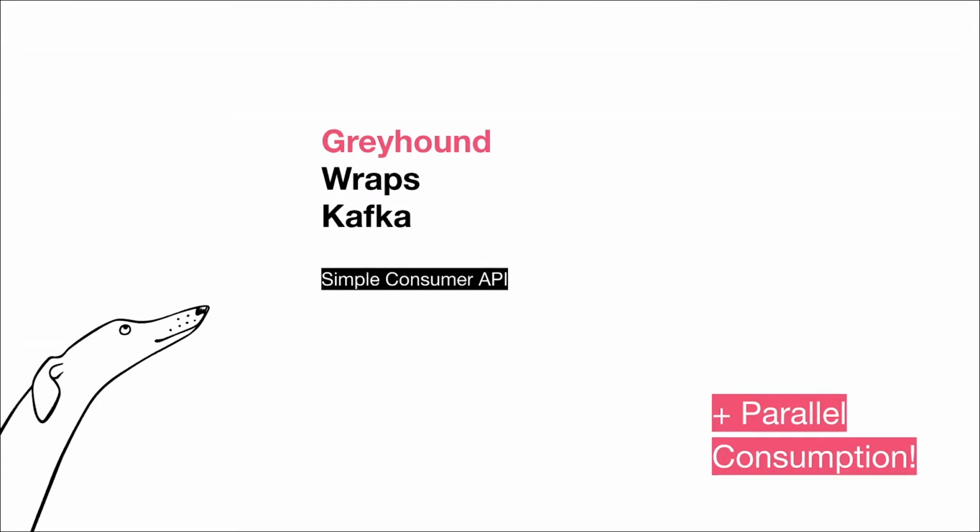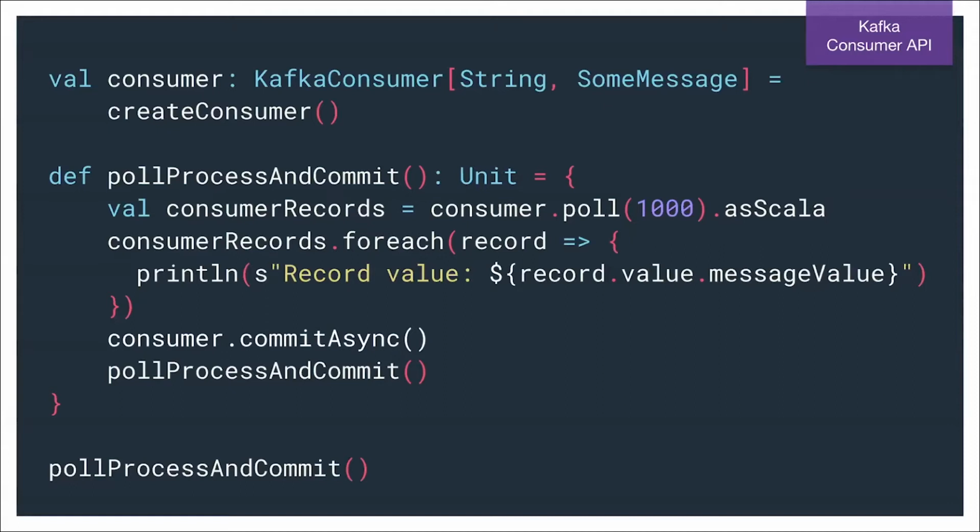Okay, so a very important feature that Greyhound adds that the Kafka SDK lacks is parallel consumption. So if we go back to the vanilla Kafka consumer usage, then we do the polling of the records, but actually we can't do any multi-threaded access to the consumer. We can't just, if we want to have more parallel work, do more polling and processing like that.